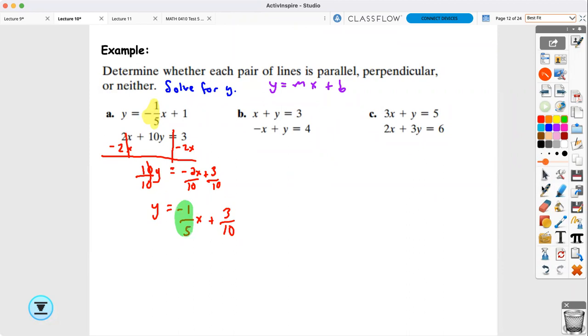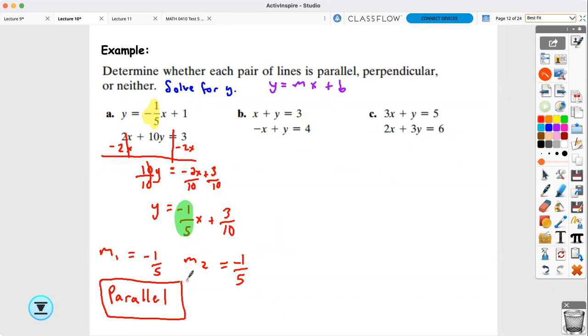So we have m1 and m2. We know m1 is -1/5. We know m2 is -1/5. Now, they're both the same. So since they're both the same slope, then we can say they are parallel lines. And we're done with A. Any questions on what I did for A?